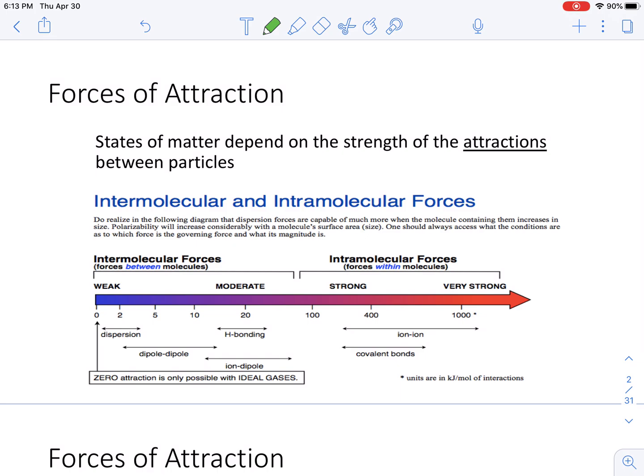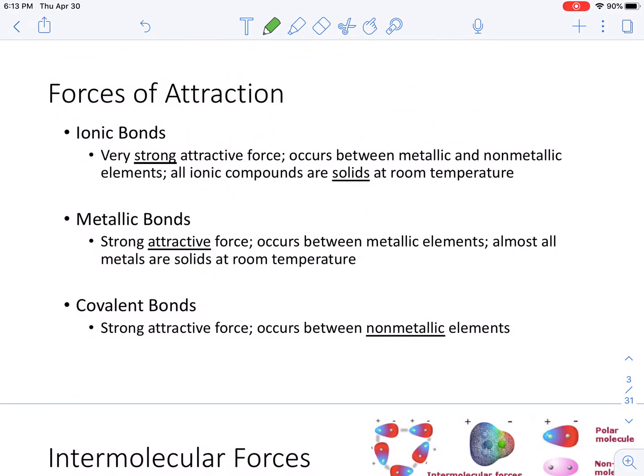If you need to jump back to this page at any time, you can do that. This is a cool little diagram, so we'll come back and forth to here in a second. So let's first talk about bonds. There are three main types of bonds that we've discussed. They are ionic, metallic, and covalent.